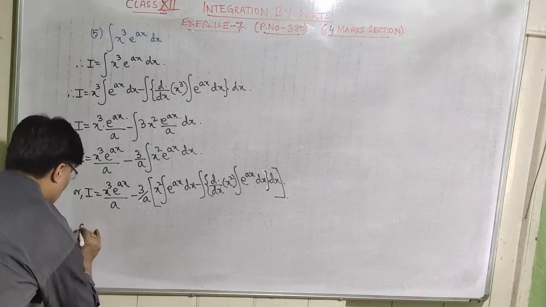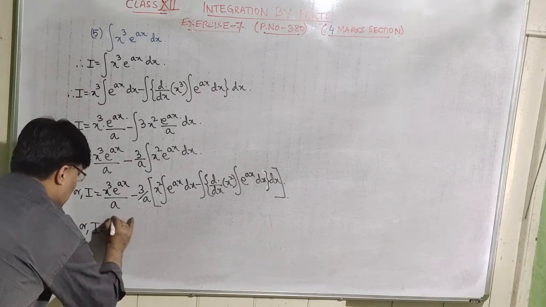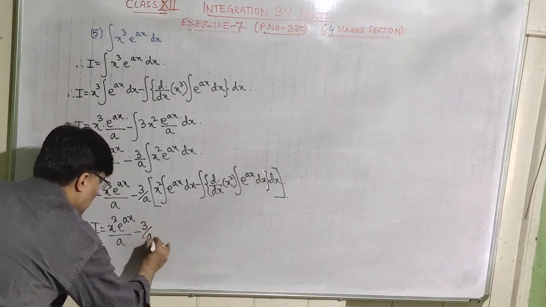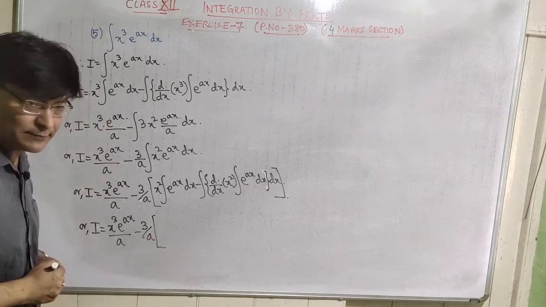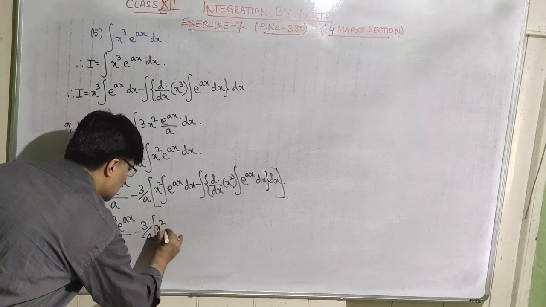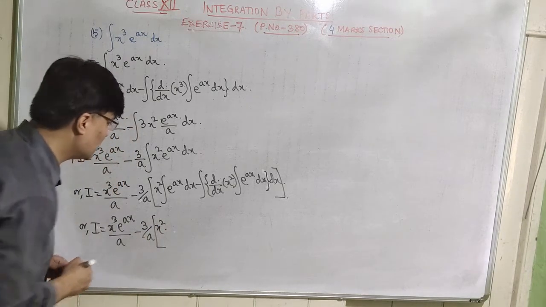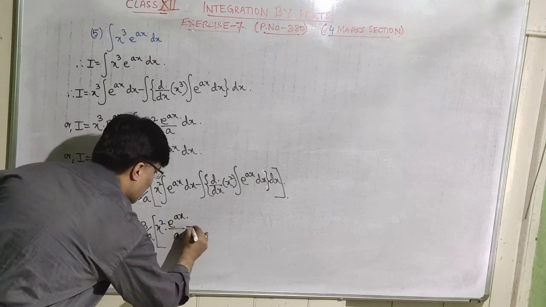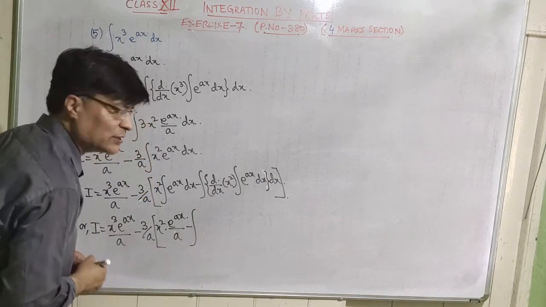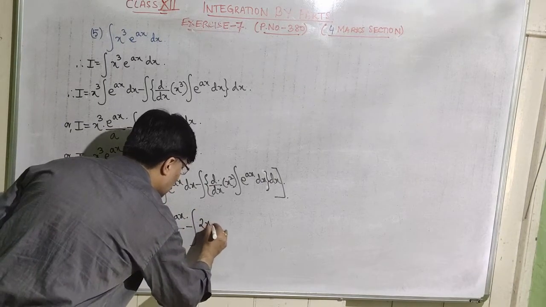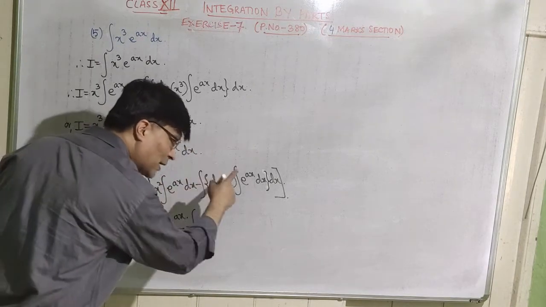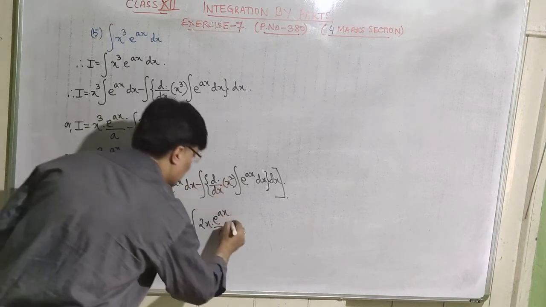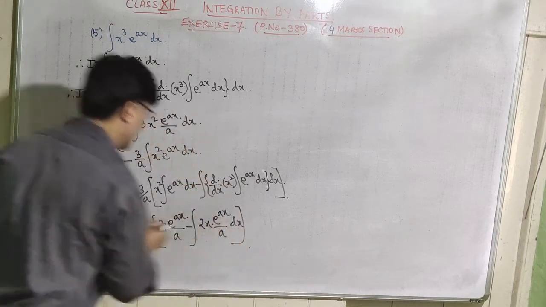So now I is equal to x cube e to the power ax upon a minus 3 upon a, within third bracket. Let us simplify it. X square is kept as it is into, what is integration of e to the power ax? Again, e to the power ax by a, minus integration of, what is d by dx of x square? 2x. It is 2x into, what is integration of e to the power ax with respect to x? It is e to the power ax divided by a. Then you have to write dx. So here third bracket is closed.